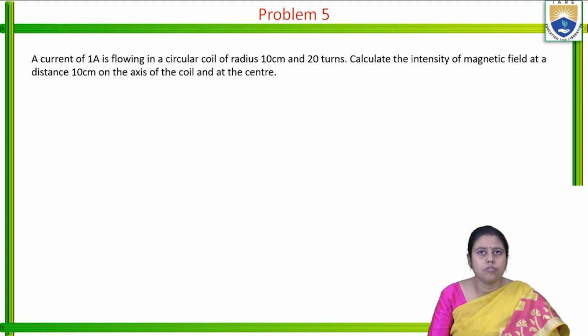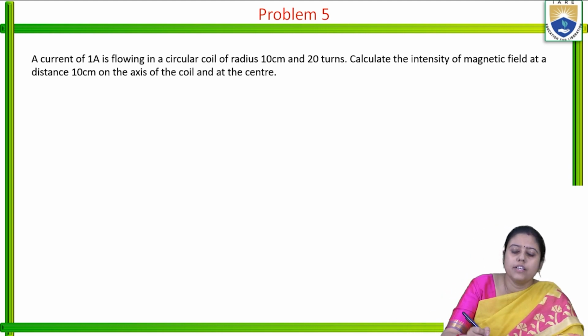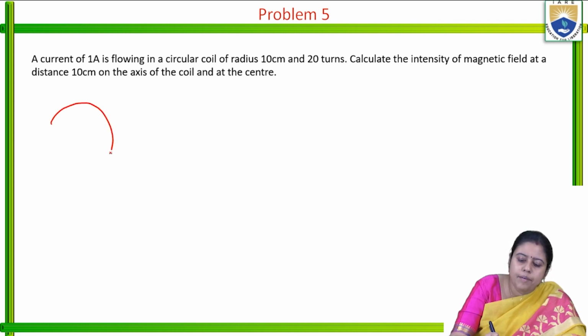A current of 1 ampere is flowing in a circular coil of radius 10 centimeter and 20 turns. Calculate the intensity of the magnetic field at a distance of 10 centimeter on the axis of the coil and at the center. So what is in the question? There is a current of 1 ampere.